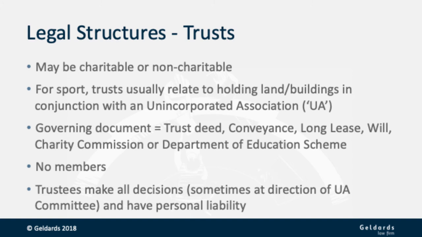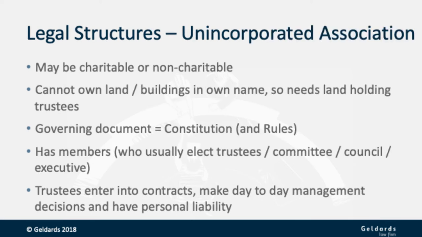So delving into legal structures a bit more, you'll probably recognise your structure amongst these. A trust can be charitable, can also be non-charitable. So you could have a trust that is for the benefit of named individuals. But in our context, we're talking about trusts that are for a wider pool of beneficiaries. In the context of sports clubs, we're talking about how land is held, the land used by the club. So football pitches, pavilions, buildings, golf courses, clubhouses.